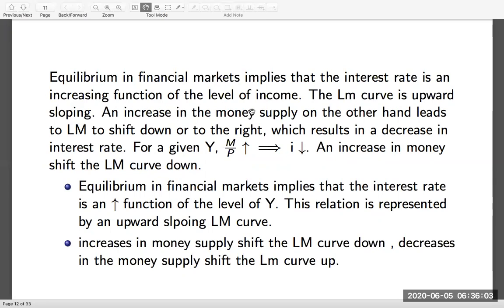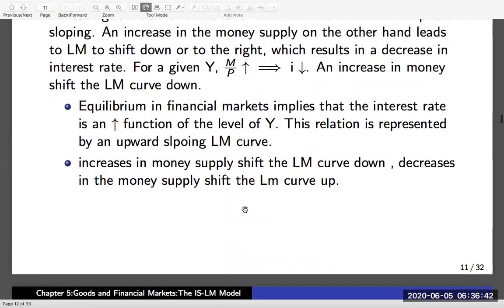What does it mean? So an increase in the money supply, on the other hand, leads the LM to shift down or to the right, which results in a decrease in interest rate. So if you increase money supply, it makes your LM shift to the right and decreases interest rate. Now remember, when you decrease your interest rate, a lower interest rate is favorable for investment. So actually, monetary policy tends to reinforce and even cause investment to happen in the goods market, which increases output even further through the multiplier effect. So keep that in mind.